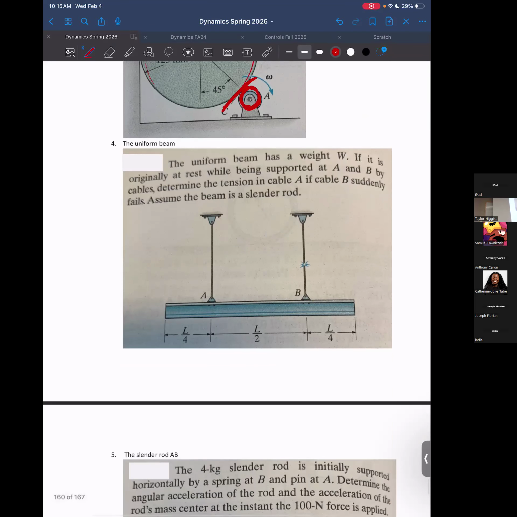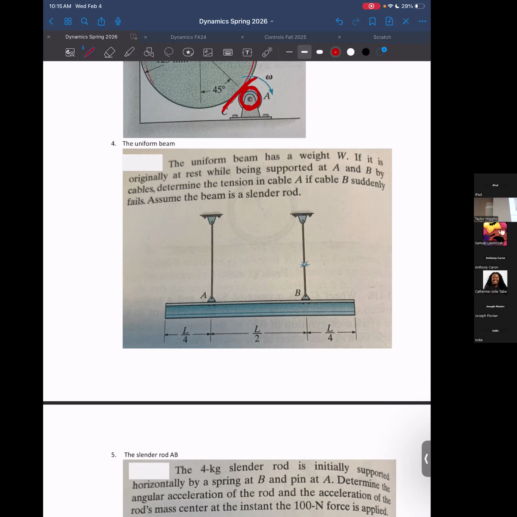Number four. General planar motion, you said what? Fixed axis. Because as it breaks, it still has inertia about the center of gravity. And so as one pulls down, it's going to pull this side this way. So it's going to cause it to swing.